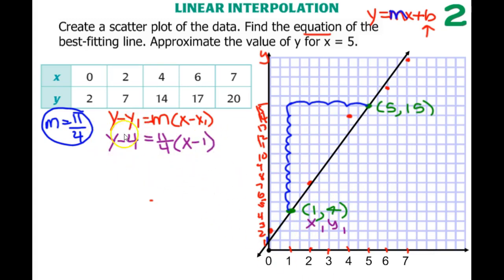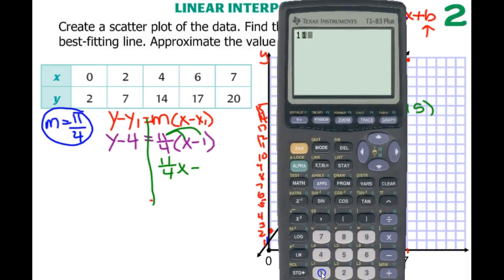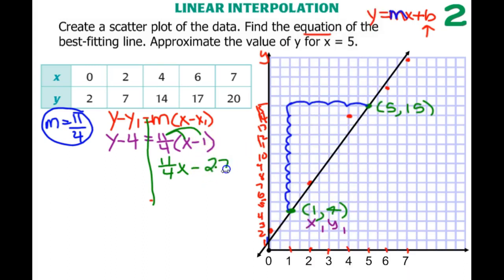So let's solve this to get y all by itself. I'm going to distribute 11 over 4 times x. And 11 over 4 times negative 1 is still just 11 over 4. I'm going to use my calculator to figure out what that really is. 11 divided by 4 is really 2.75, or 2 3/4.